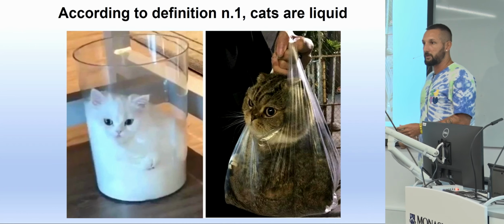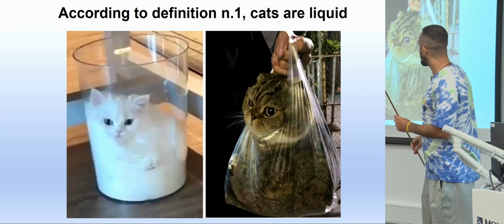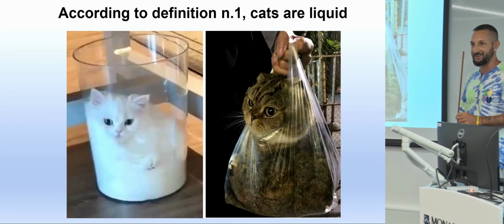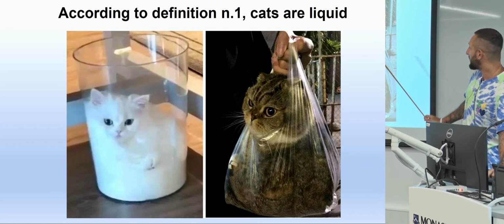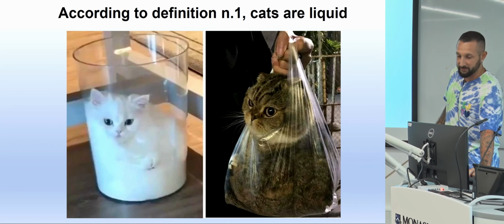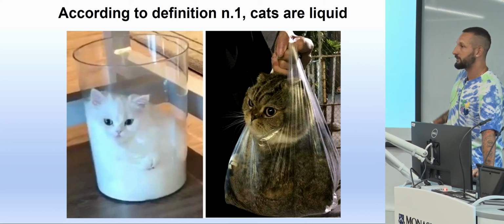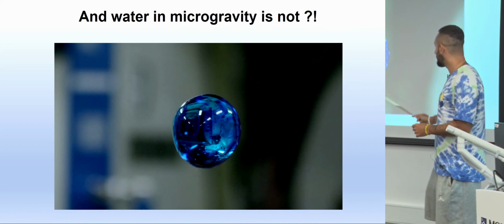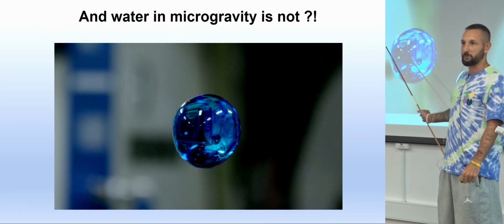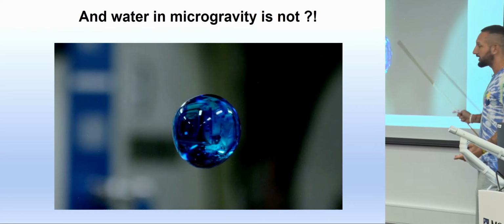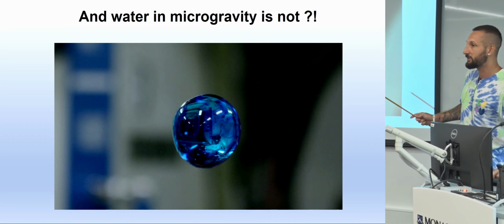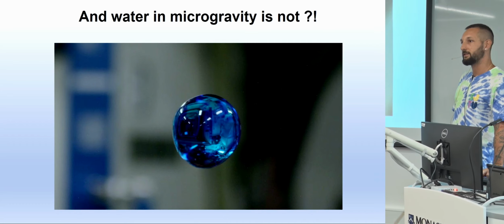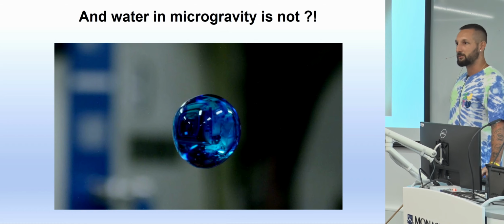According to the first answer, cats are liquid. Well, we can discuss whether this is a good answer or not. Even more, apart from this joke, there are more contexts where the first definition fails, like water in microgravity. You can see this water definitely doesn't take the shape of the container. So is water a solid, a liquid, or does it depend on the condition? Definitely the first answer given by the guru is not really satisfactory.